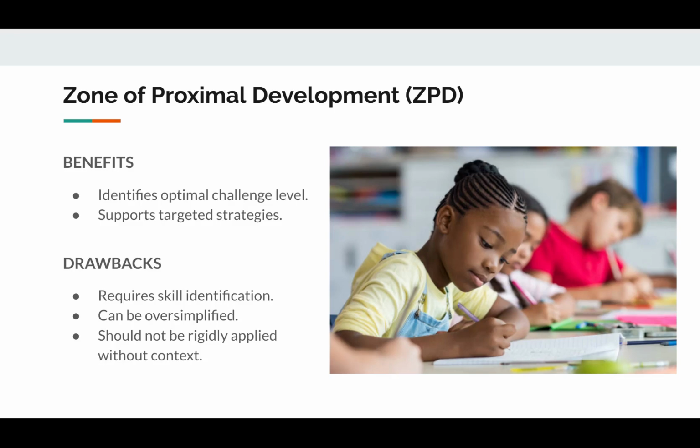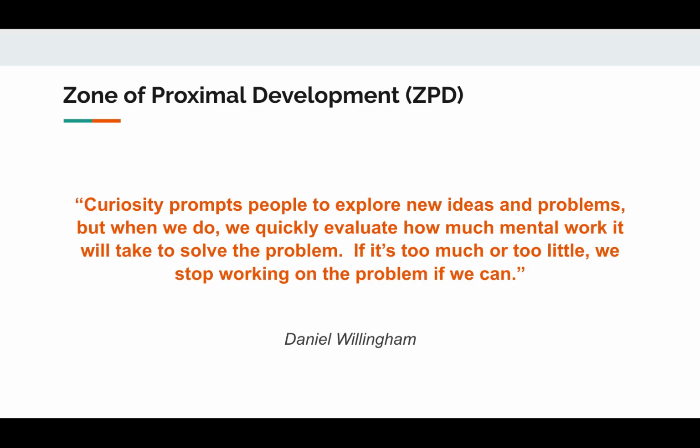The zone of proximal development helps identify the optimal challenge level and supports targeted strategies. It helps to guide differentiated instruction and enhances student engagement. It does require additional skill identification, and it tends to be oversimplified. It should not be rigidly applied without context.